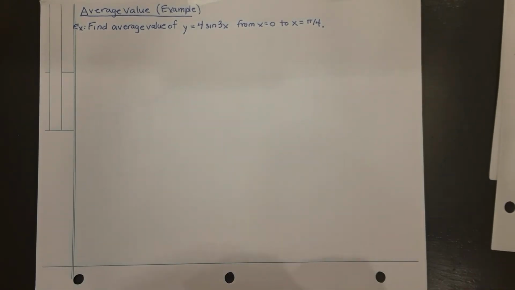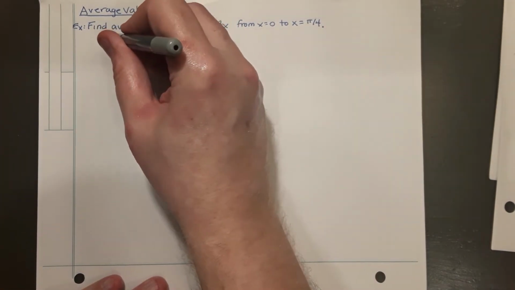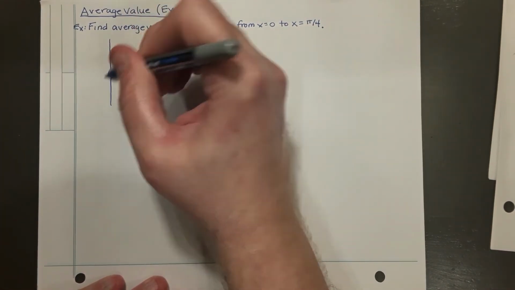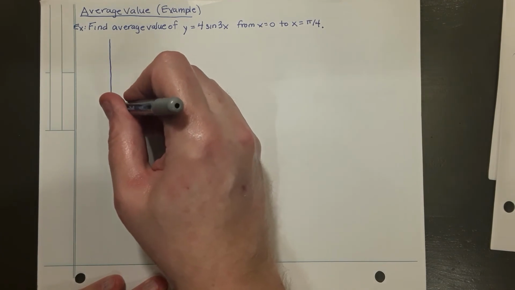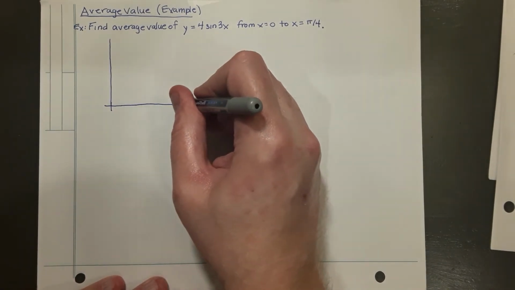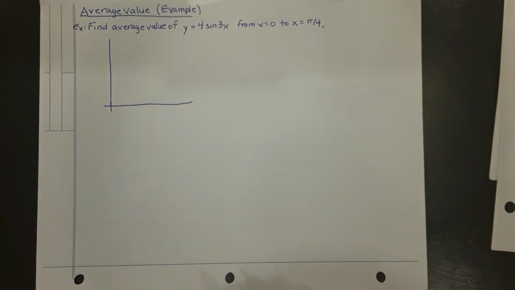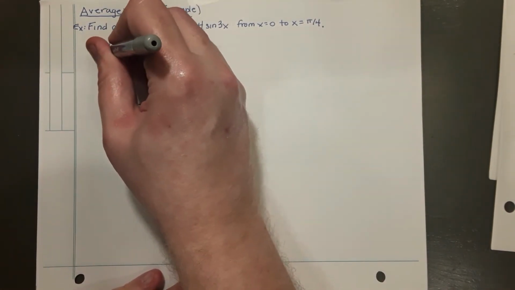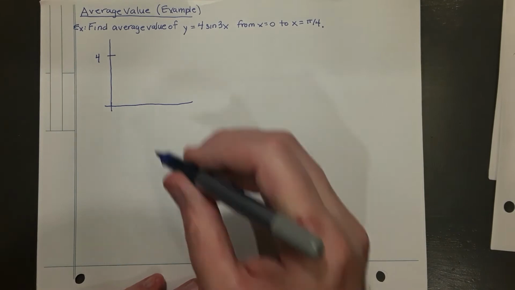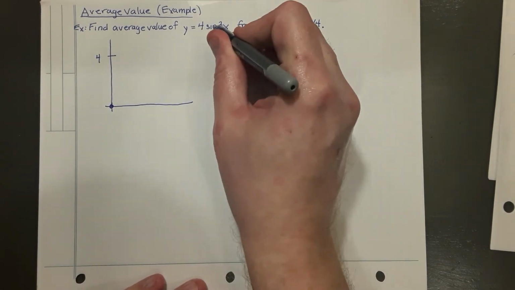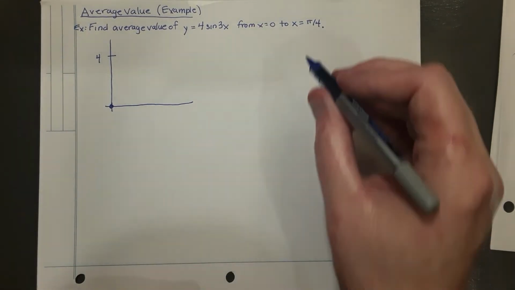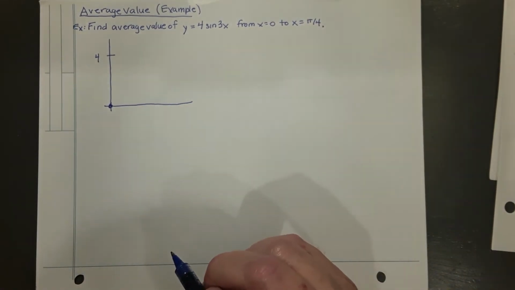First step in any area problem, because average value is just an area problem, is to draw a picture. Now, 4 sine 3x is just a regular sine function, but it has a 3 in front of the variable x, so it's going to oscillate a little bit more quickly than a regular sine function, but it's still going to have an amplitude of 4.